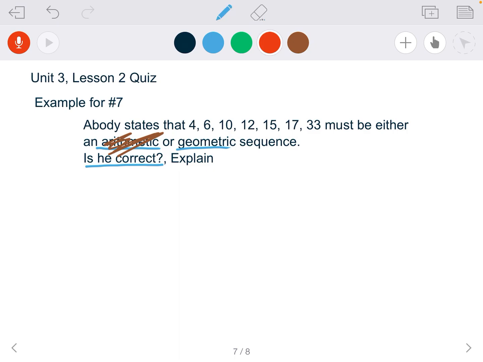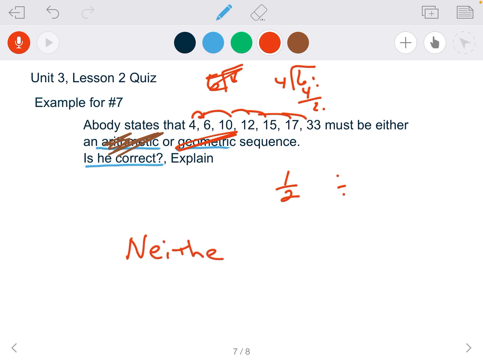What about geometric? Well, I don't know how to get 4 times what will give you 6. Well, 6 divided by 4. Whoops, 6 divided by 4. No, it's just not making sense. Geometric, I can't really multiply it by a set ratio or divide it by a certain number. So it is neither, and I would say something like, it is neither because there is no addition sequence or geometric sequence or pattern to this problem.